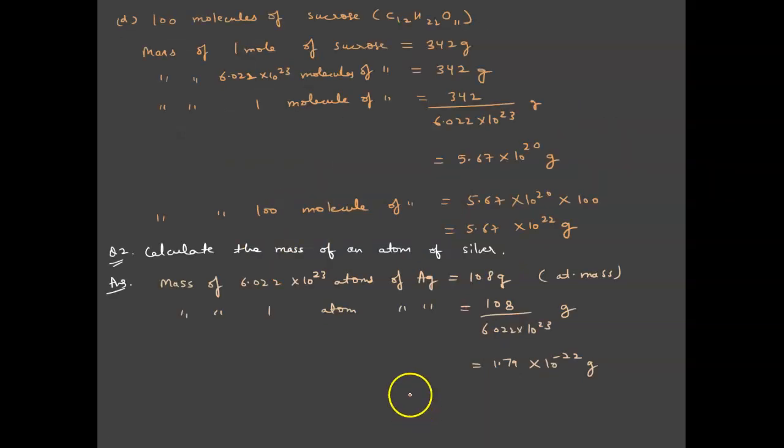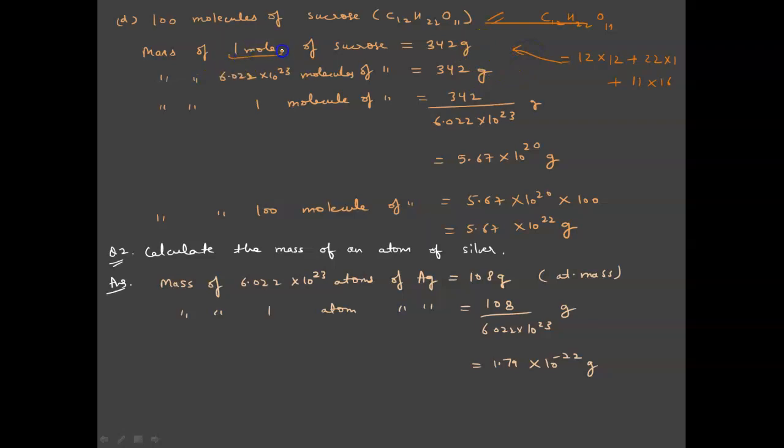Now, 100 molecules of sucrose. So we should remember the formula of sucrose, the sugar: C12H22O11. Mass of 1 mole of sucrose, we will calculate it. C12H22O11 comes out to be 12 into 12 plus 22 into 1 plus 11 into 16. That comes out to be, after solving, 342 gram.